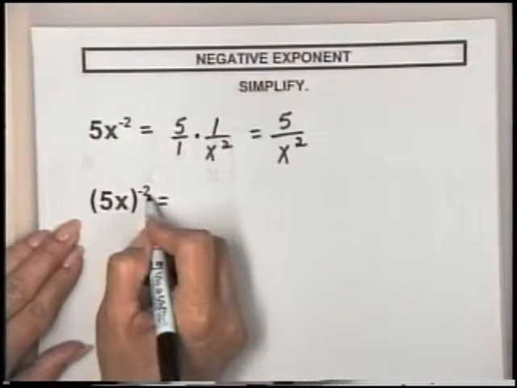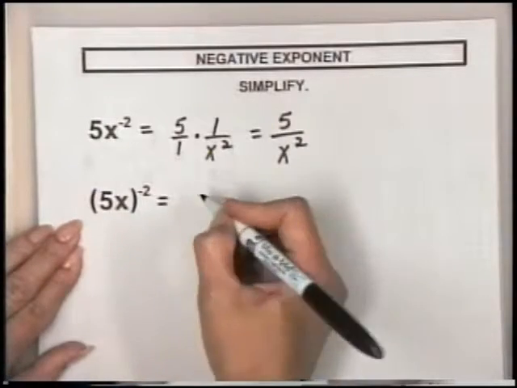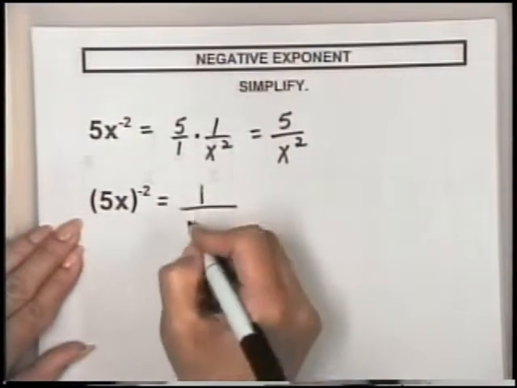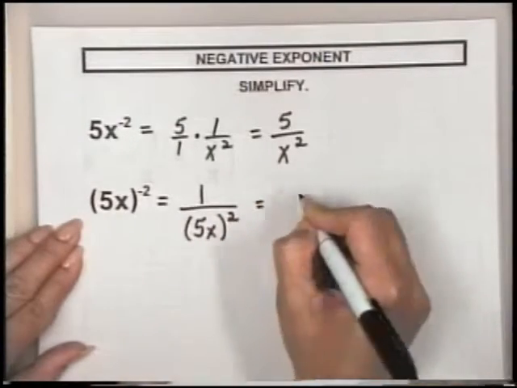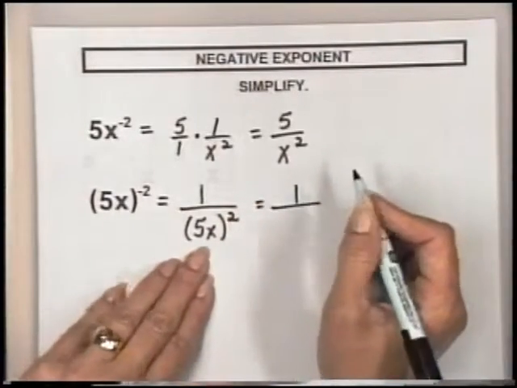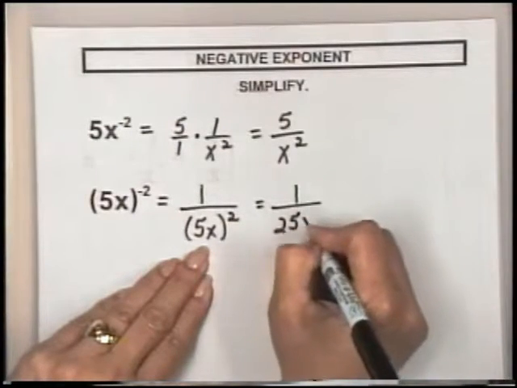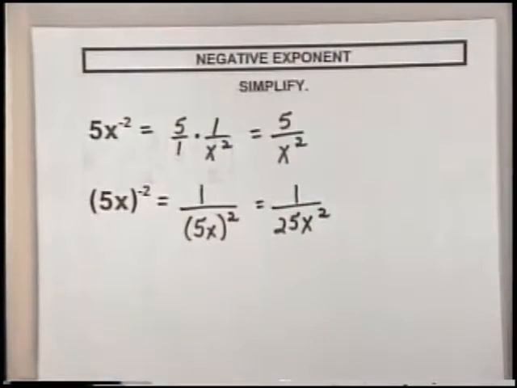Now look what happens here. The negative 2 power applies to the 5 and the x. So what this is equal to is 1 over (5x) squared. When I square 5x, I get 25x squared.